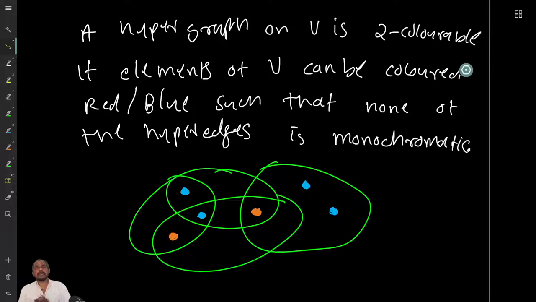Now one can ask questions like: when does a hypergraph admit a two coloring? What conditions can you put on the number of elements, or the intersection, or some relation between them? If you are looking at uniform hypergraphs, say a K uniform hypergraph, is there some relation between K and the number of vertices which will tell us that, if such a relation is true, then we can always find a two coloring? Is that possible? So we want to look at such questions.